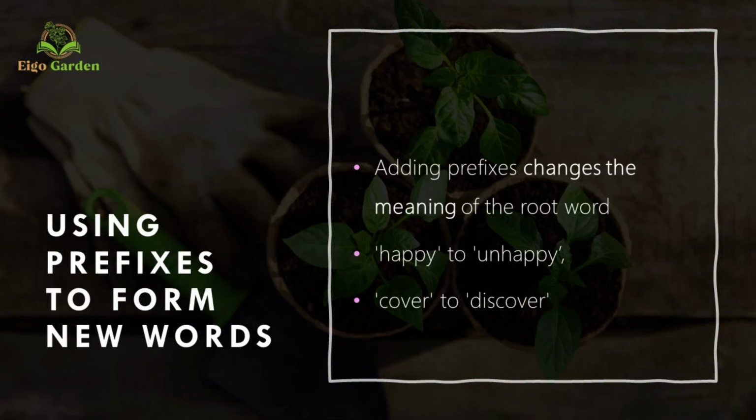By adding prefixes to root words, we can change their meanings. For example, happy becomes unhappy, and cover transforms into discover. This alteration often leads to the opposite or a modified meaning of the original word.